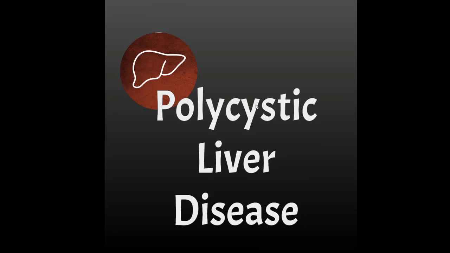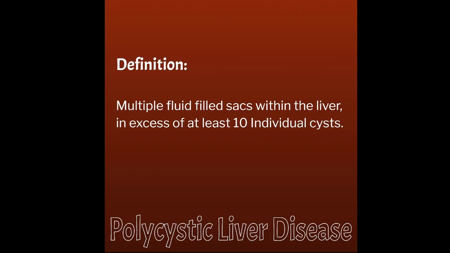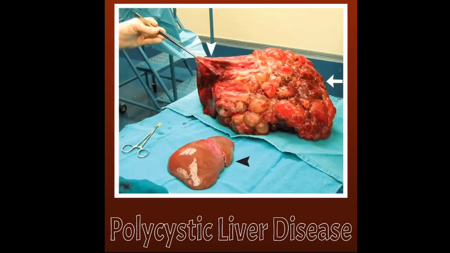Our next disease process is the polycystic liver disease. Now, polycystic liver disease, you can probably kind of already figure out what it is. Poly meaning many, cystic, cysts, so many cysts of the liver. To officially be diagnosed with polycystic liver disease, an individual must have at least 10 cysts that are separated from one another. Here's an example of a gross specimen of a polycystic liver disease patient.